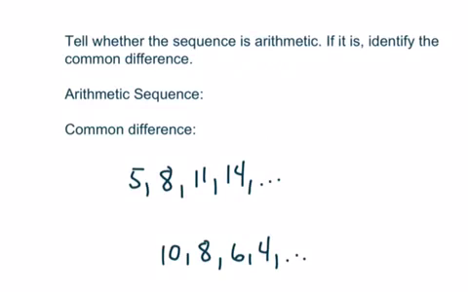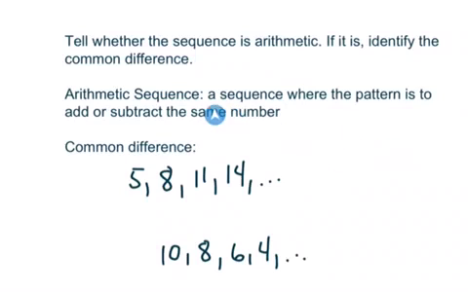In this problem, we're telling whether a sequence is arithmetic, and if it is, identifying the common difference. Okay, so learning these vocab words, an arithmetic sequence is a sequence, so a list of numbers, where the pattern is to add or subtract the same number. The common difference would be that same number.